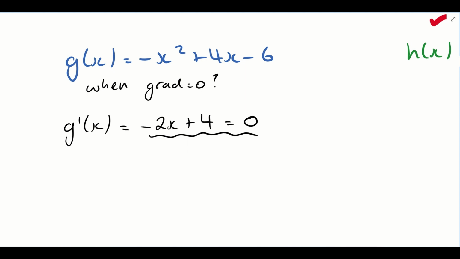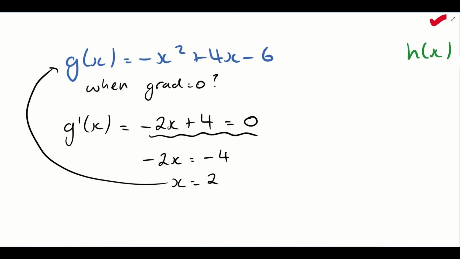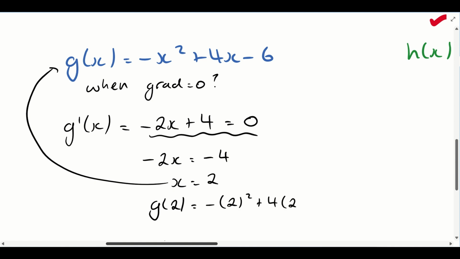So if we take 4 from both sides, negative 2x is equal to minus 4. And we'll divide both sides by negative 2. x is equal to 2. And when x is equal to 2, we want to know what g of x is equal to, or what y is equal to. g of 2 is equal to, in this case, minus 2 squared, plus 4 lots of 2, take 6. And that's going to give us minus 4 plus 8 take 6.